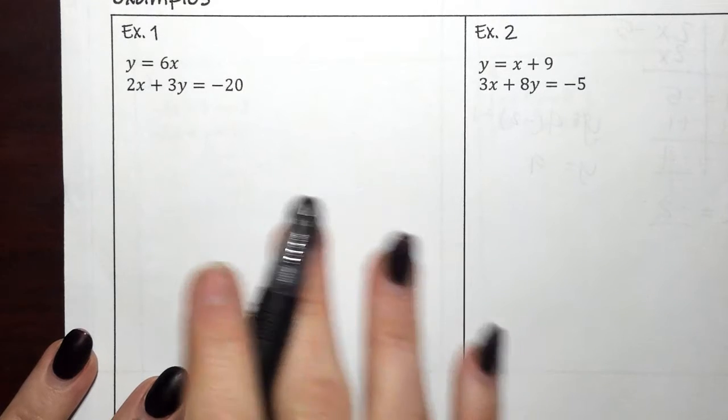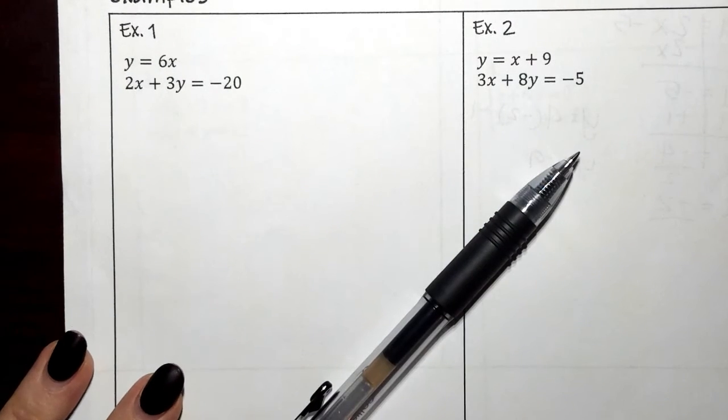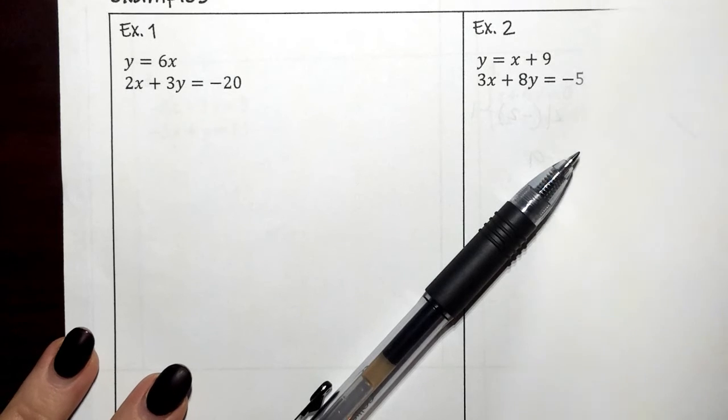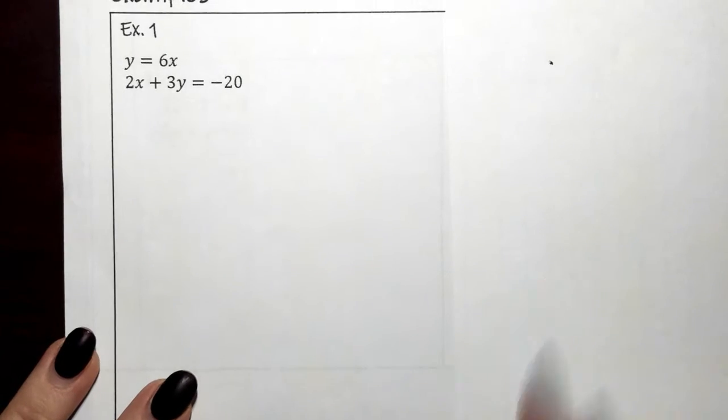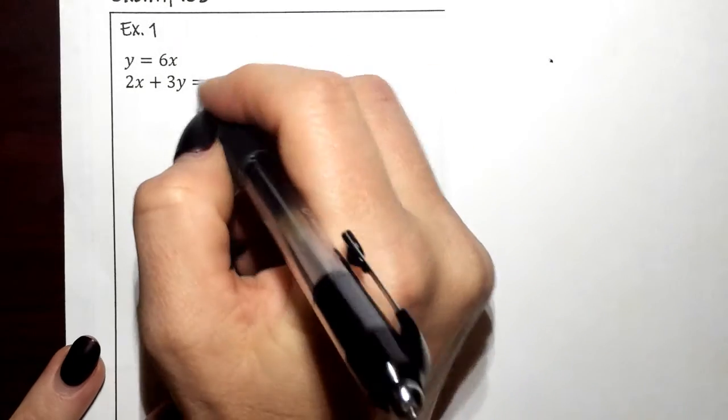Look at another example really quickly, where we have to perform step number 1. So right here, y equals 6x and 2x plus 3y equals negative 20. This second one is not in y equals mx plus b, so we need to get it that way.